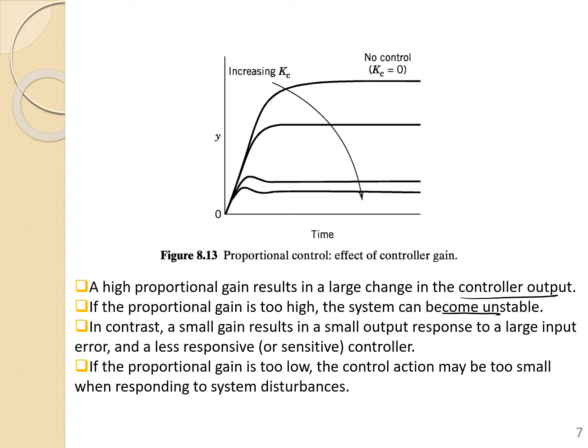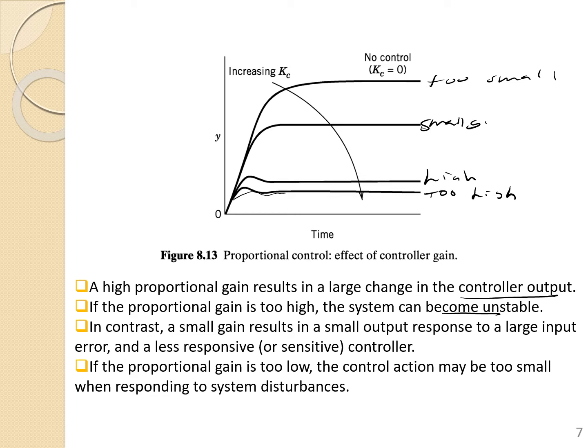So in here we can see, if it's too high, this is too high, and then the system starts to fluctuate and becomes unstable. In contrast, a small gain results in a small output response to a large input error, and a less responsive or sensitive controller. Okay, that means that if we use a small gain, here is a small gain, it's too small.